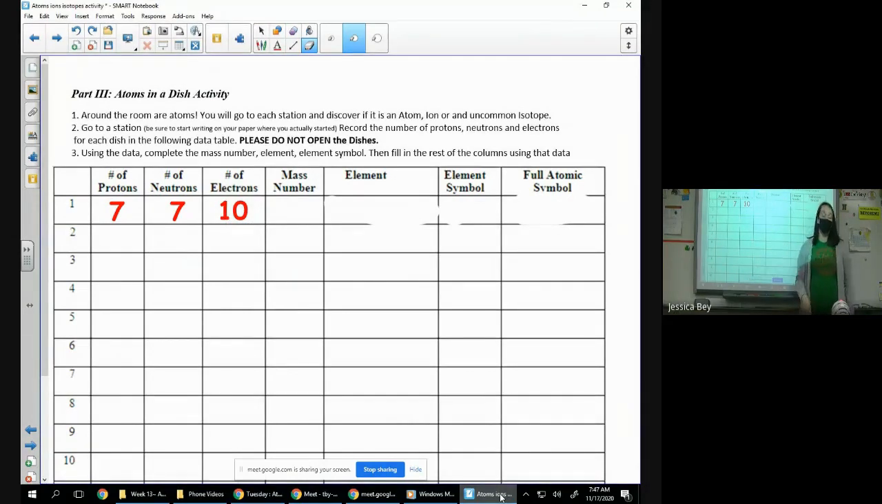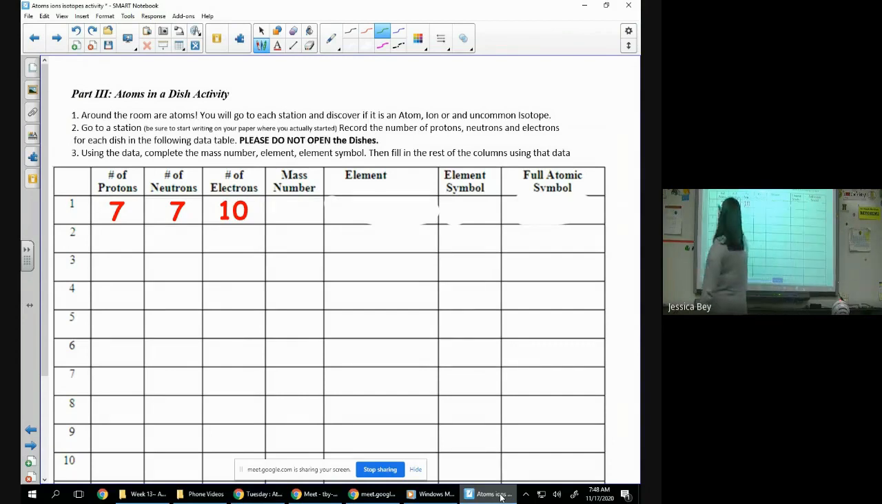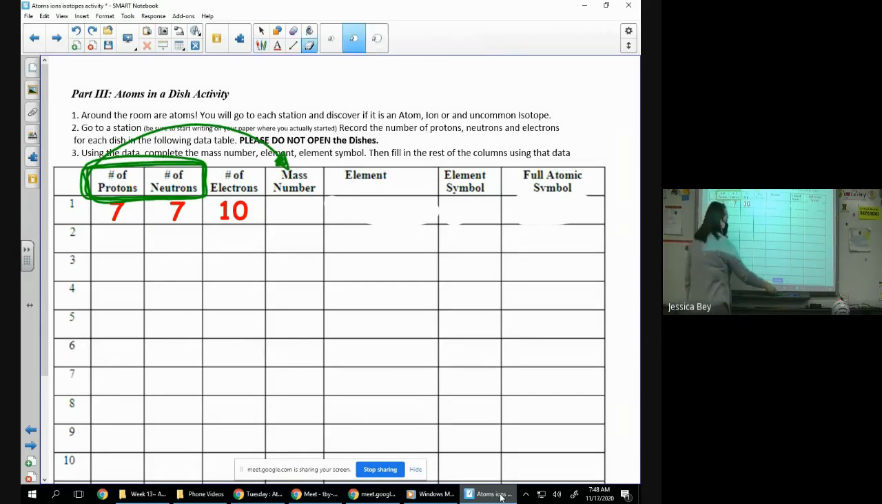So you can do this 2 ways. You can grab all the data first and then sit down and process it, or you can process it as you go along. But the idea here is how would you figure out the mass number? We know the only 2 things that have mass are the protons and neutrons. So if you want to put a box around these, those tell you the mass number. So 7 and 7 is going to give me 14.